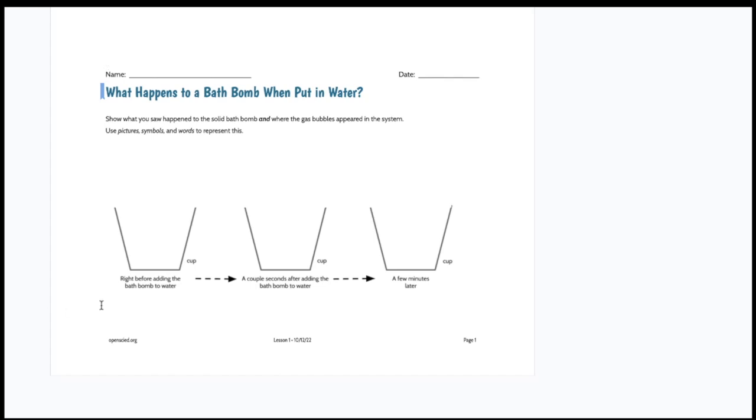So you're going to have them draw what they saw happen right before adding the bath bomb to the water, a couple seconds after adding the bath bomb to water, and a few minutes later. So we're scaffolding their observations by time.